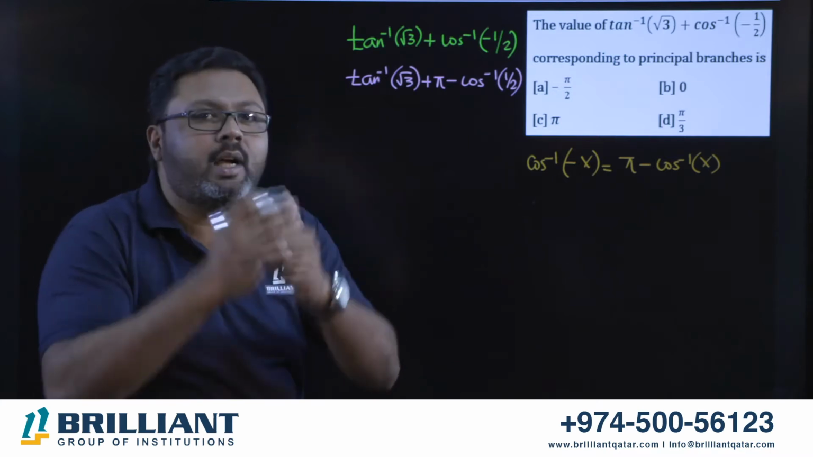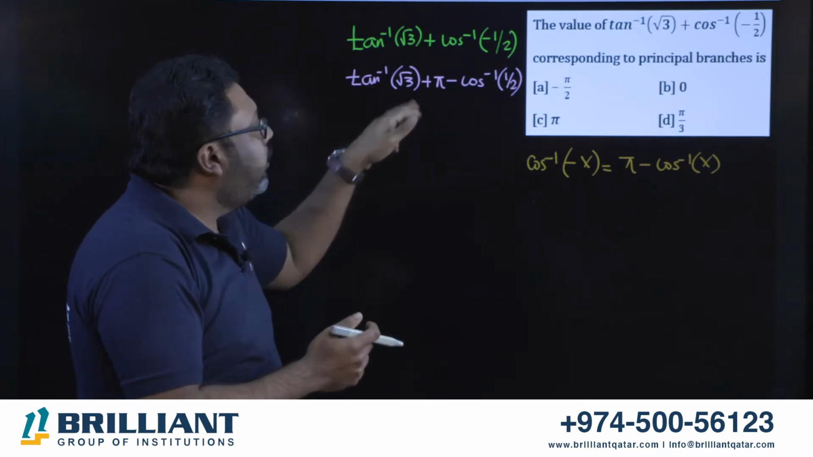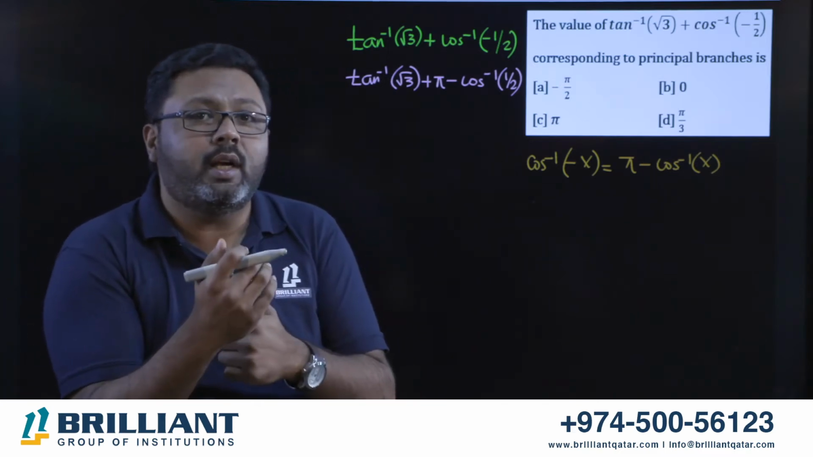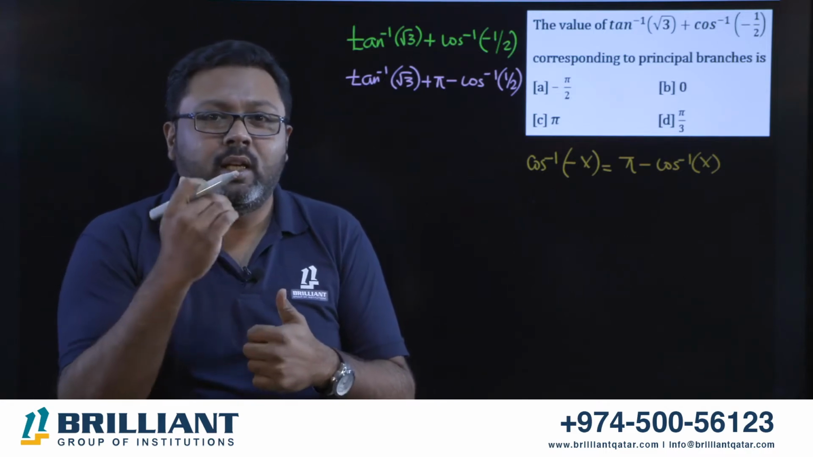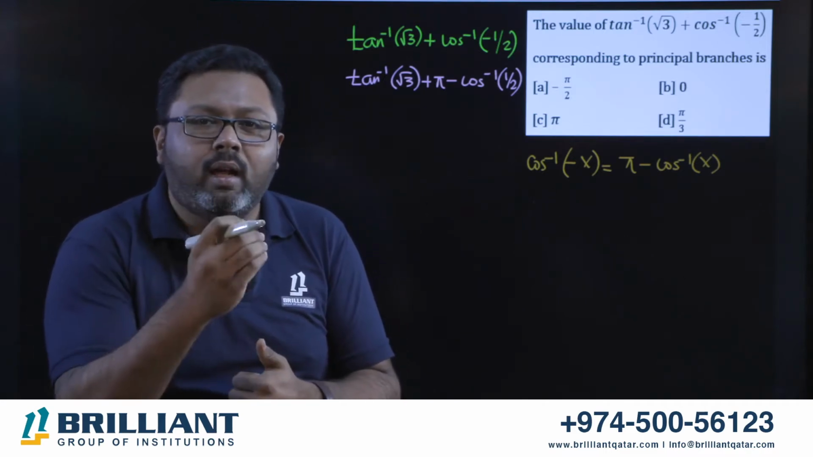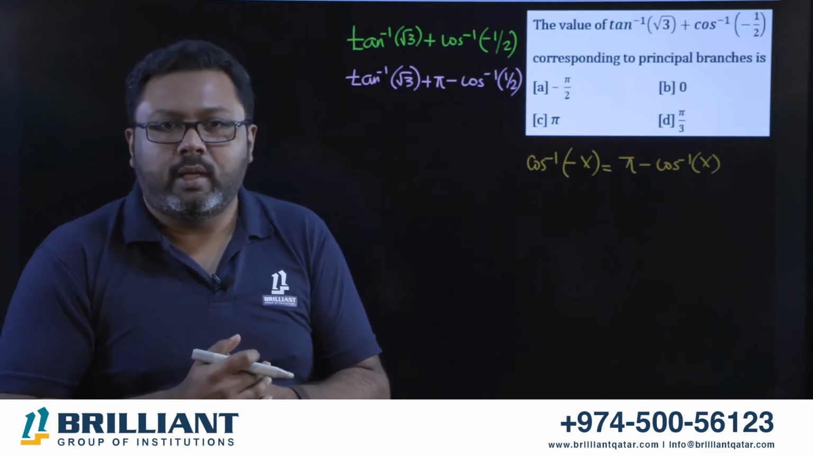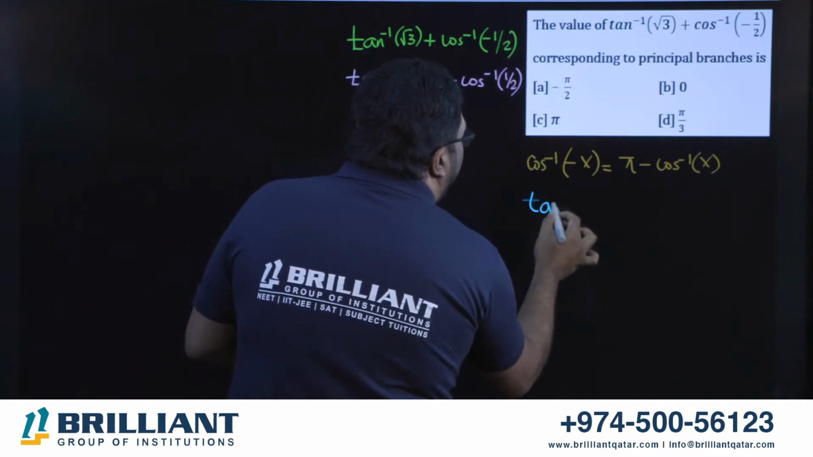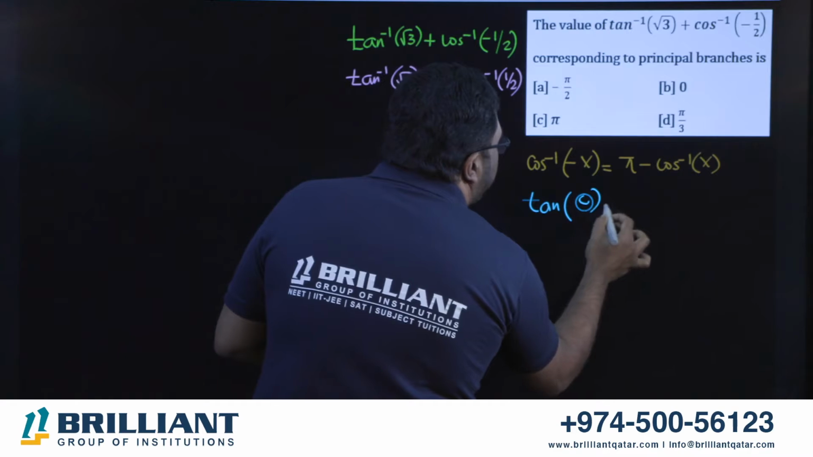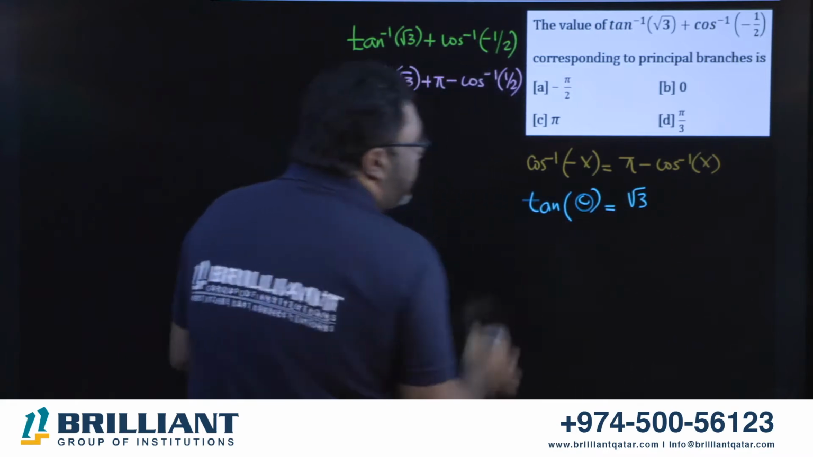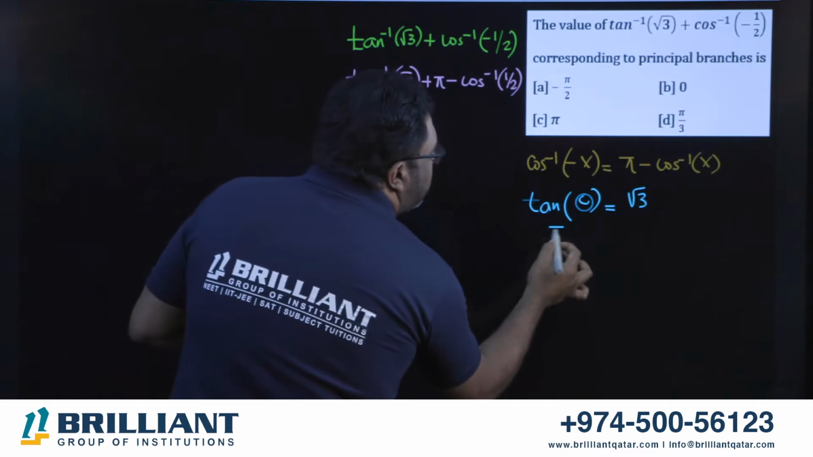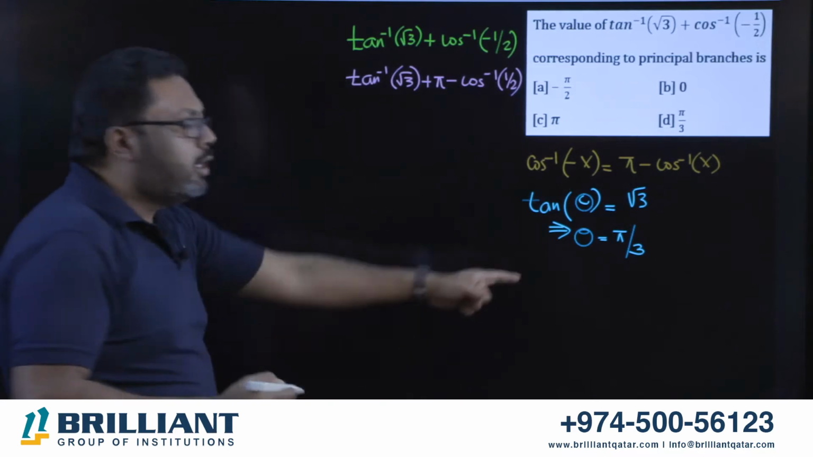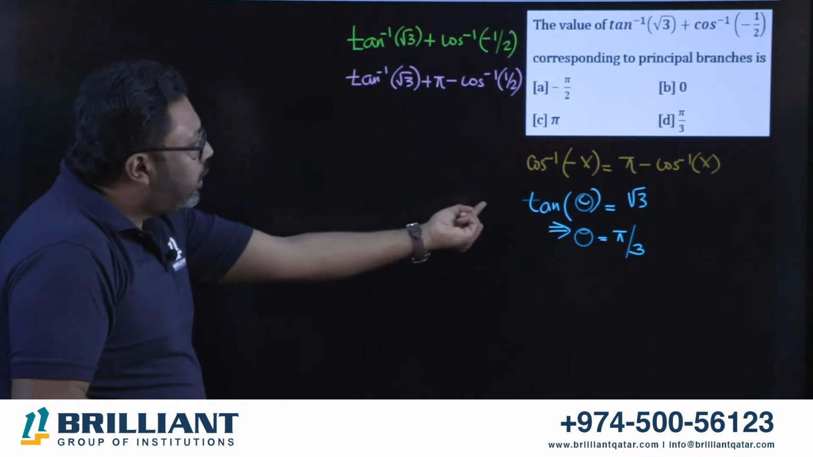Let's try to have a very quick understanding of how to do the tan inverse of a particular value. They would always ask questions based on the trigonometric values that you learned in 10th standard and 11th standard. The angle corresponding to root 3: tan of what angle is going to be root 3? Tan theta is equal to root 3 implies your theta is going to be pi by 3. So try to understand that.